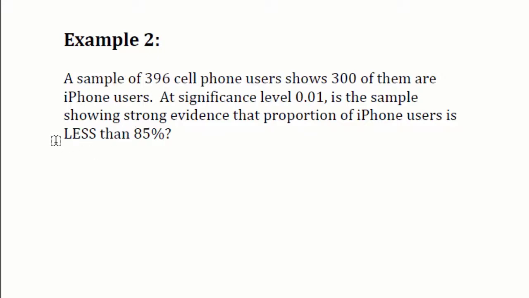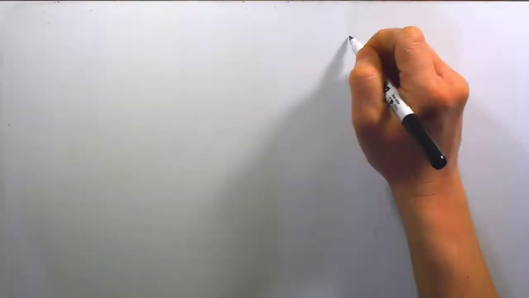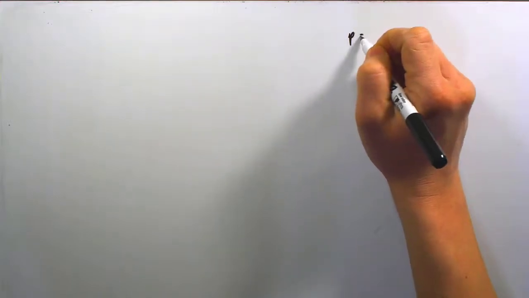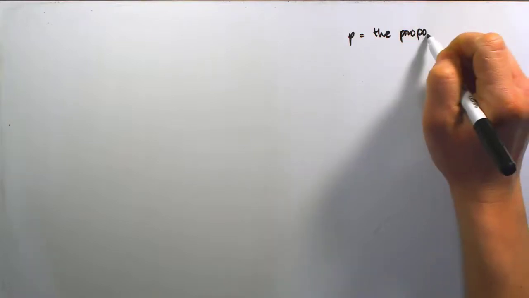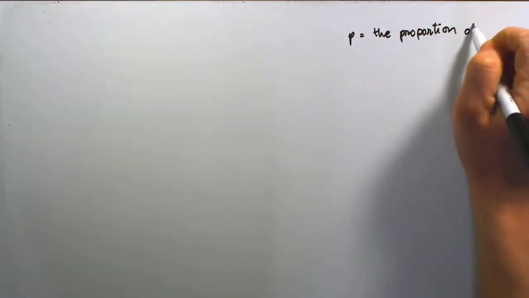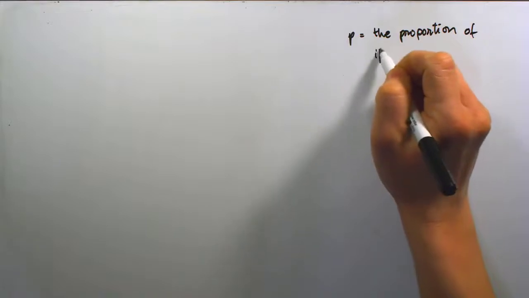This example 2 is different from example 1 only in a way that we are testing a different hypothesis statement. So right from this wording, we want to prove that the proportion of iPhone users is less than 85%. So now on my writing board, we can call P to be the proportion of iPhone users.